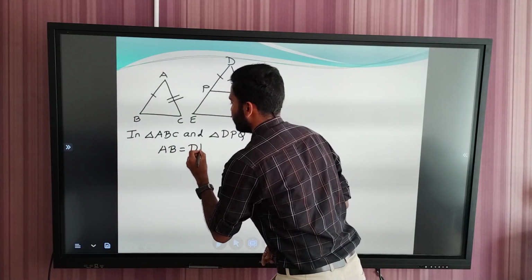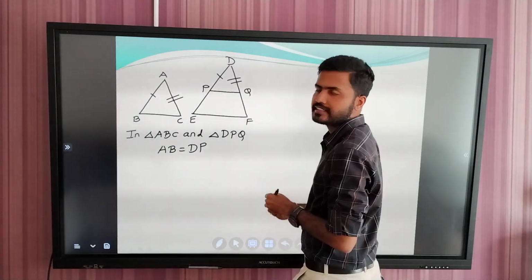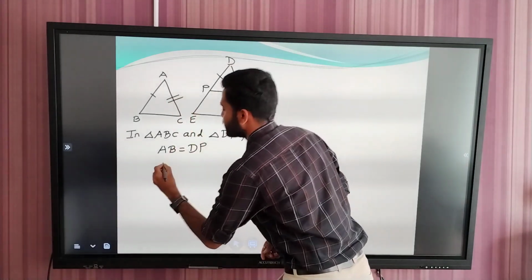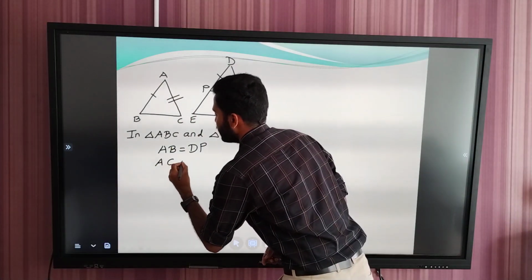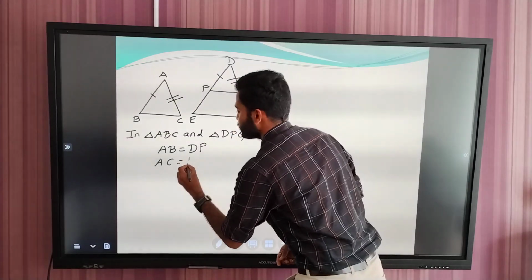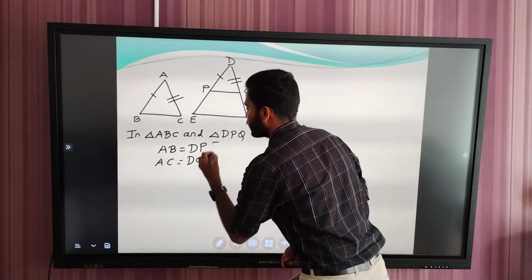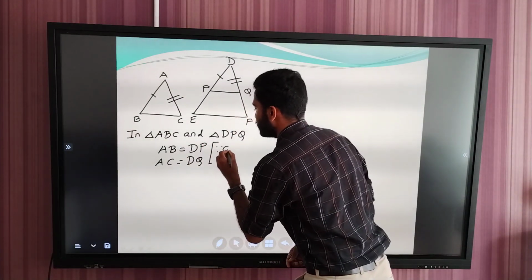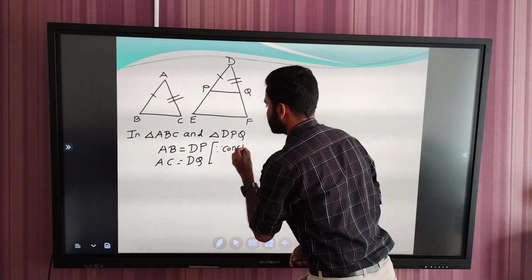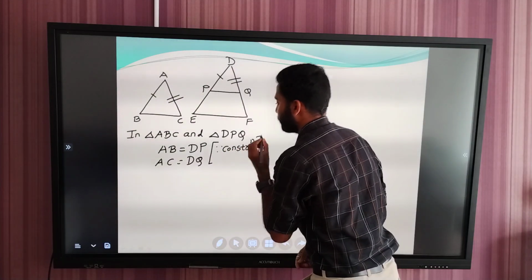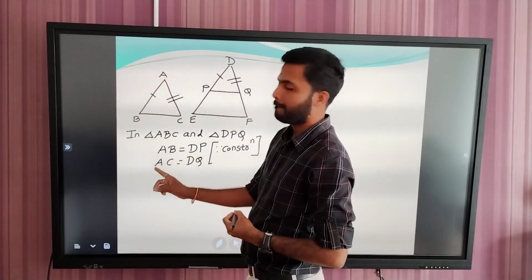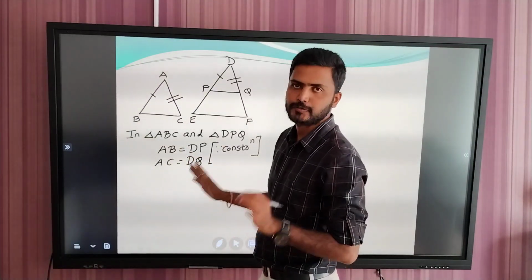So the AB value is there, and the AC value is there, equal to DQ. So this is by construction. AB is equal to DP, AC is equal to DQ.